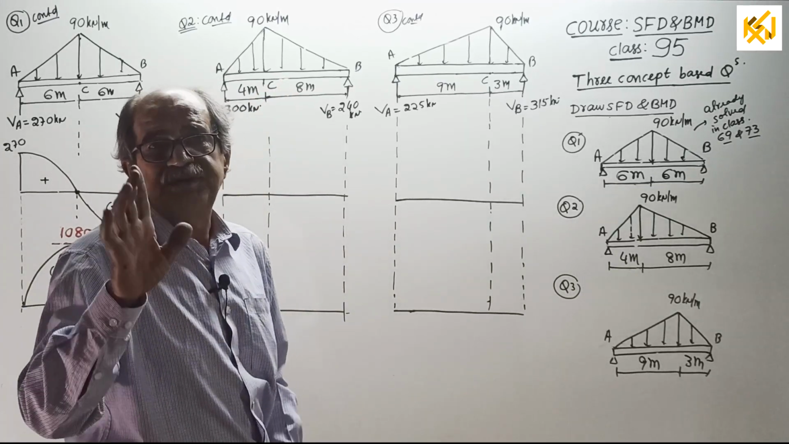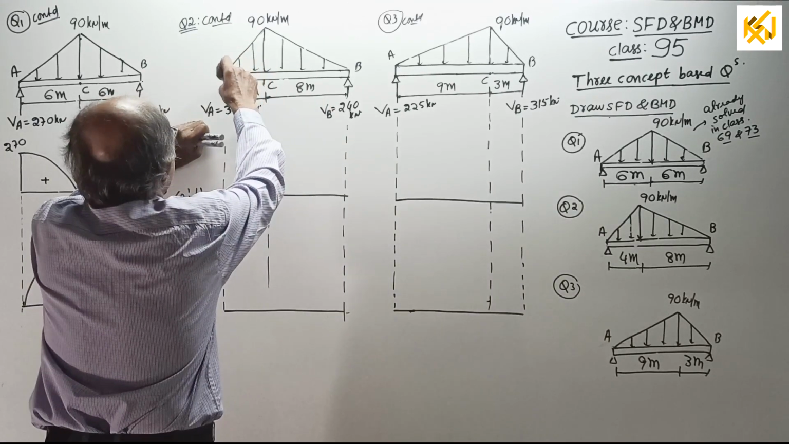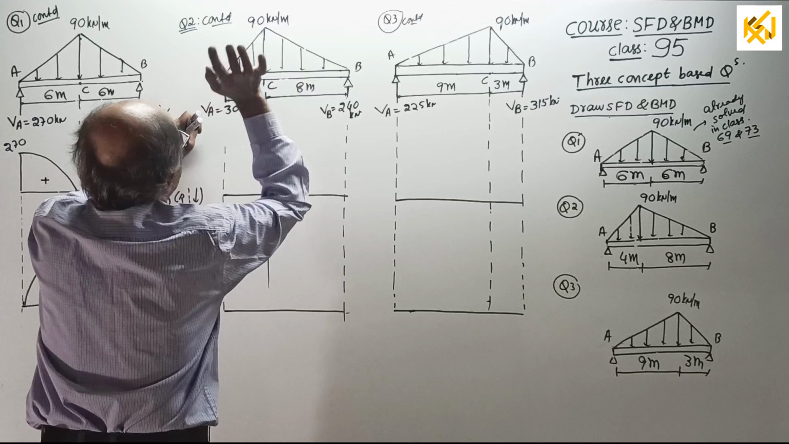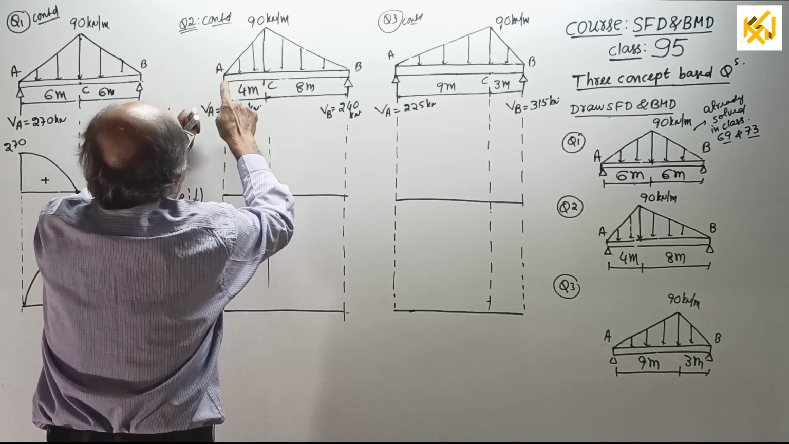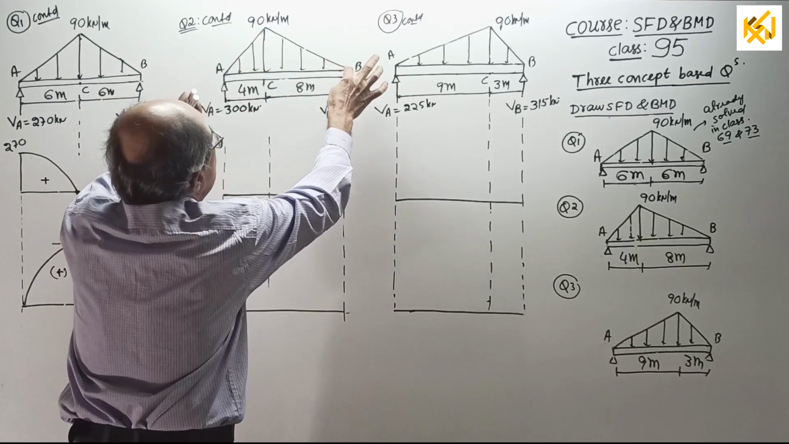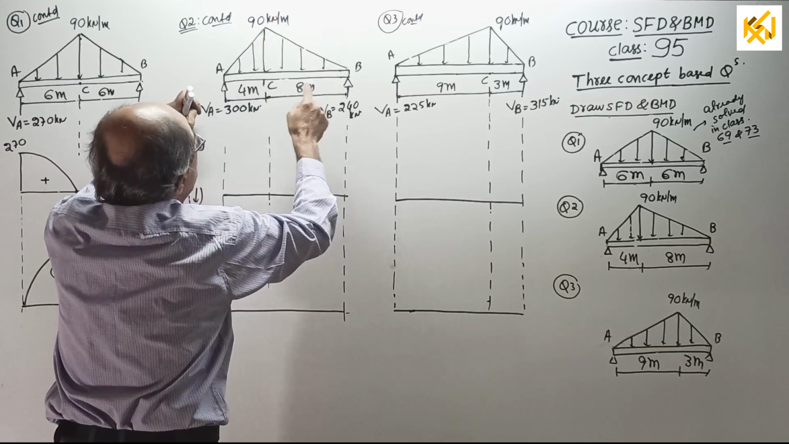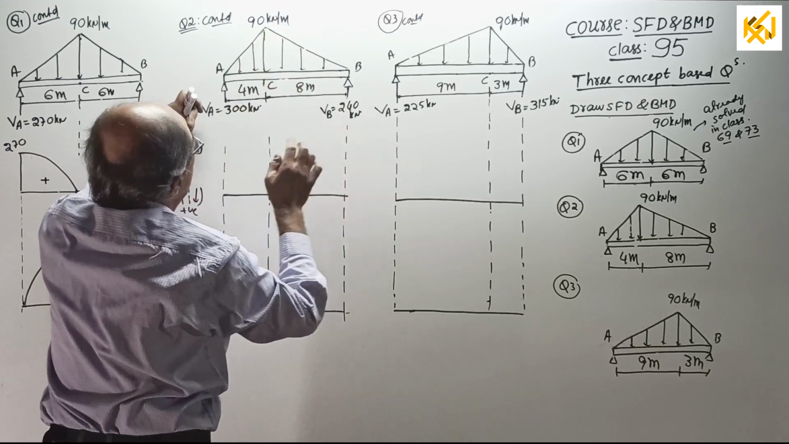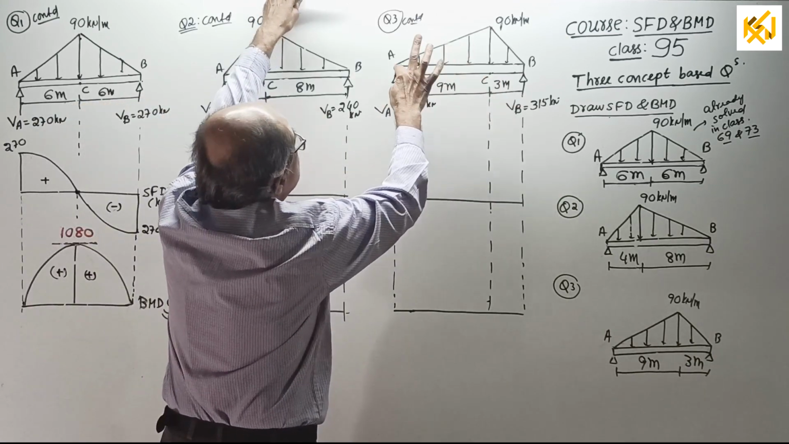First, the shear force calculation. I will dictate here; you write. Shear force at A, slightly inside, plus 300. Shear force at C, plus 300 minus half into 4 into 90. You calculate. Then shear force just at B, slightly this side: whatever you got at C, minus half into 8 into 90, get the value. So at A, you got this. Here also, same calculation, 0.